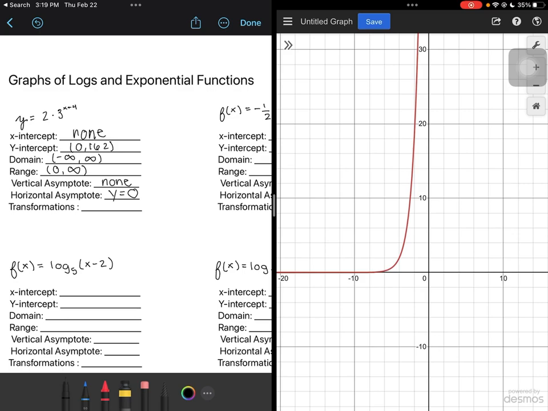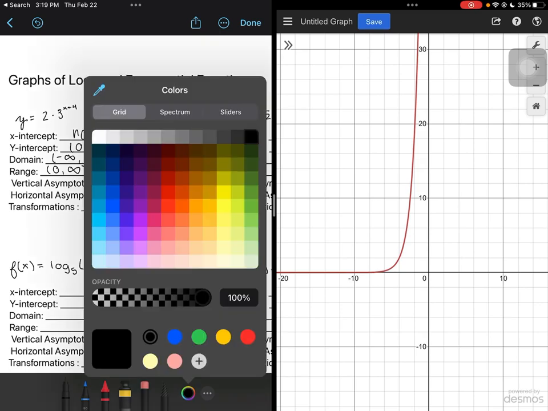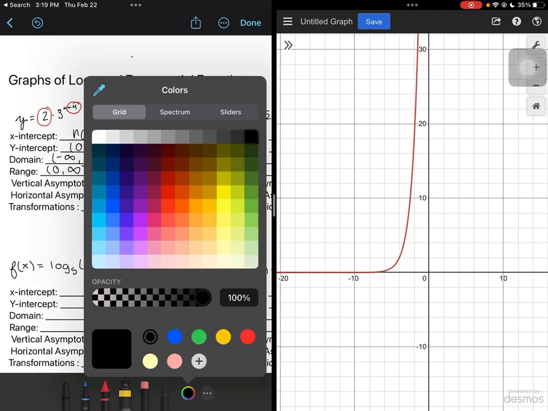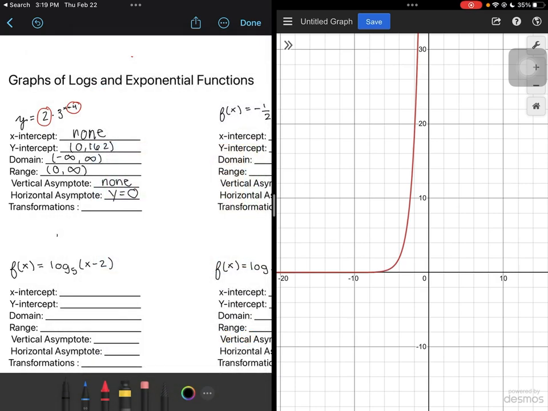And then the last thing we need to talk about is transformations. So we have two things that are kind of extra here or stand out. We have the 2 and the +4. So if you remember the notes in class, each of these had a different letter associated with it. And the letter associated with 2 is A. And when A is greater than 1, we call it a vertical stretch. So a vertical stretch by 2.